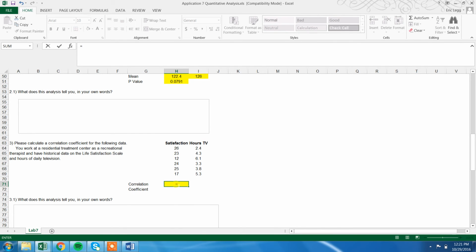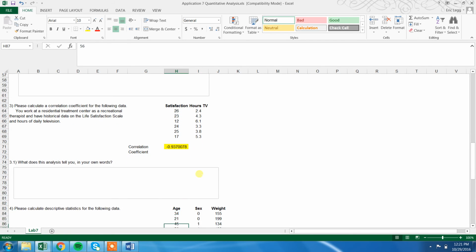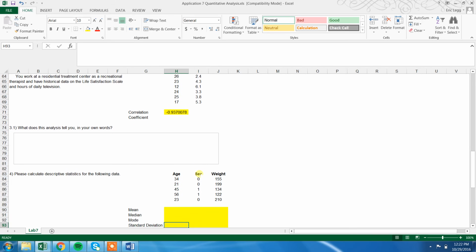Equals CORREL, I never remember that one, parentheses. Okay. Highlight my first range, comma, highlight my second range, again without the header. Close parentheses, enter or tab, and I get a number, -0.93. What's this analysis tell you? In your own words. How do they move together?